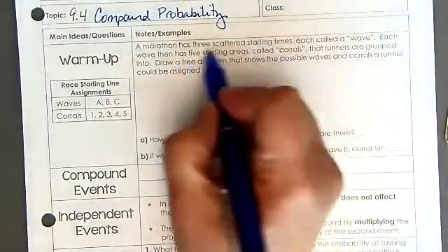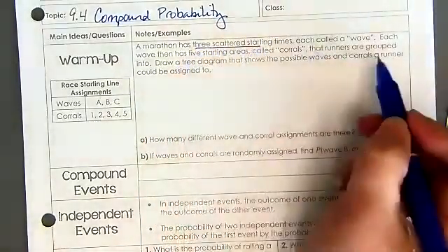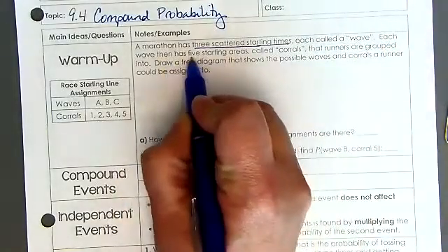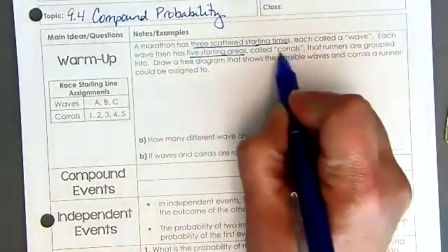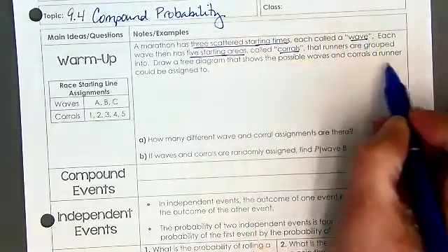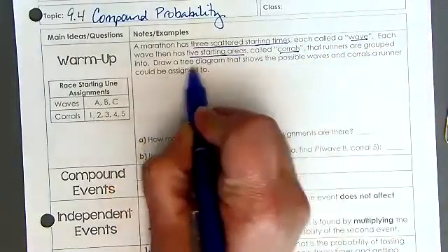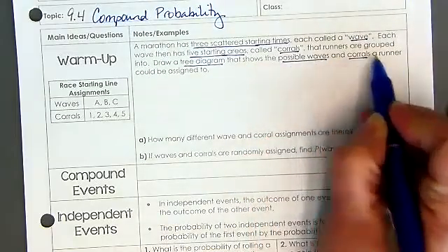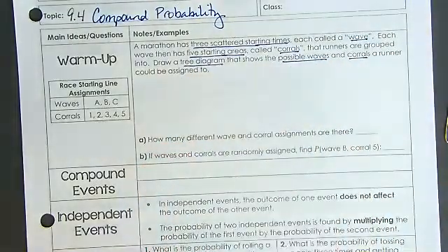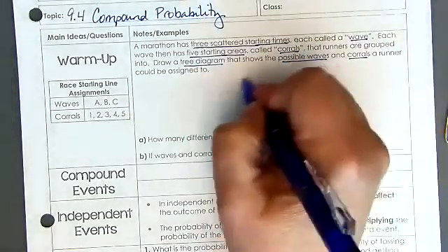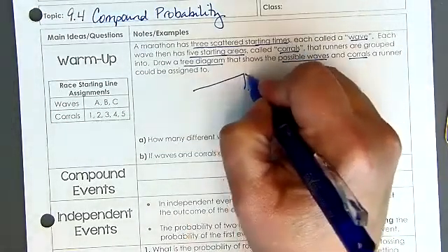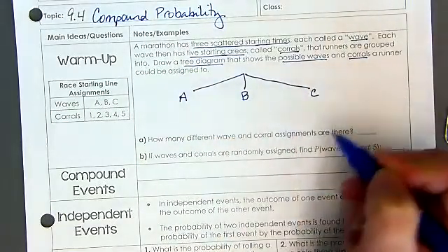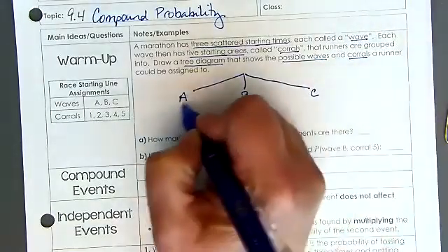A marathon has 3 scattered starting times, each called a wave. Each wave then has 5 starting areas called corrals. So we have a wave and we have corrals that runners are grouped into. Draw a tree diagram that shows the possible waves and corrals a runner could be assigned to. So we have the waves, which is the first division. So we have A, B, C. And then we have the corrals for each one.